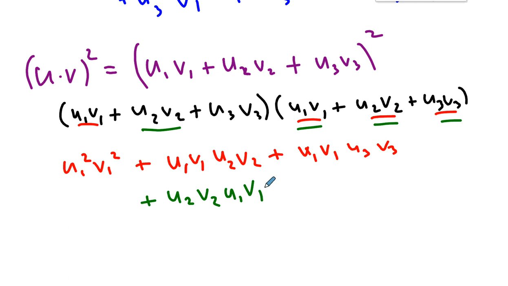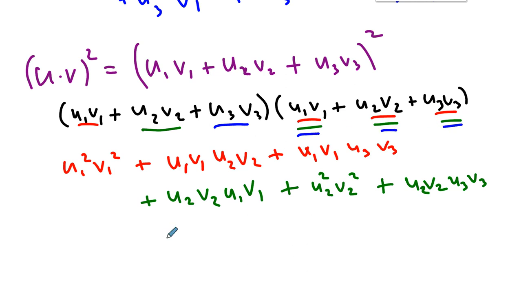Isn't it nice how those line up? Plus, we'll have u2 v2, both of those squared. And then finally plus u2 v2 u3 v3. And then one more distributive property to do or calculate.